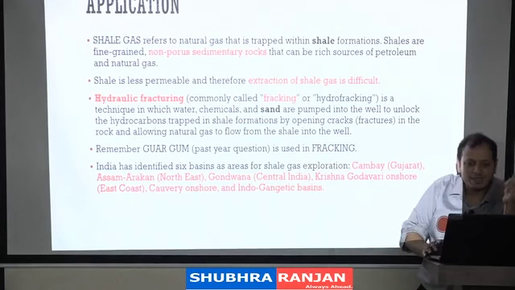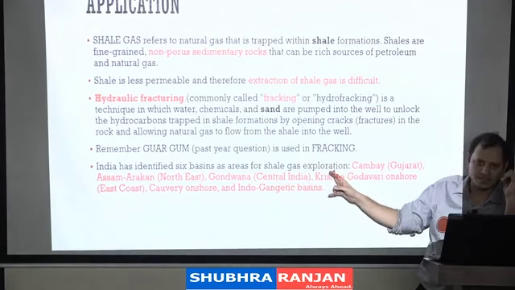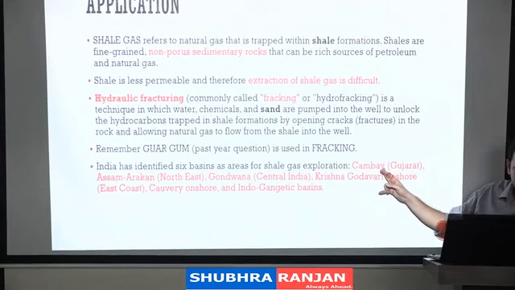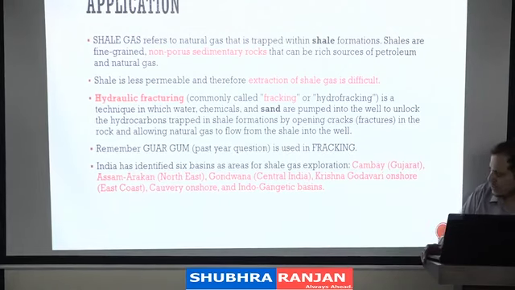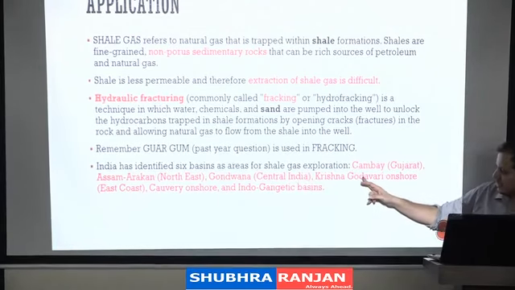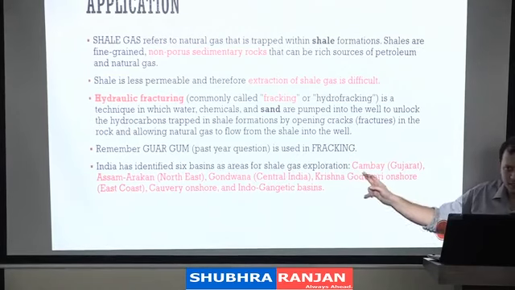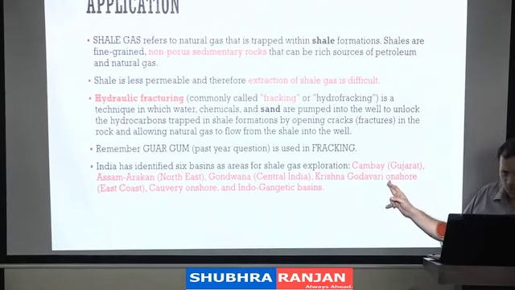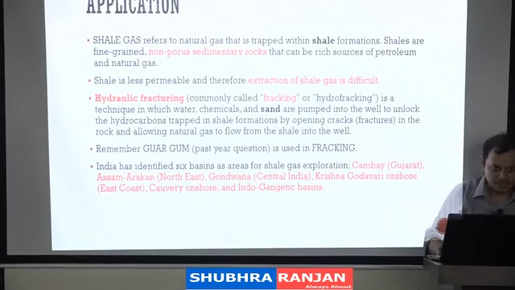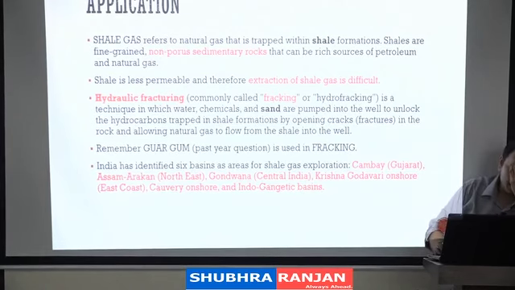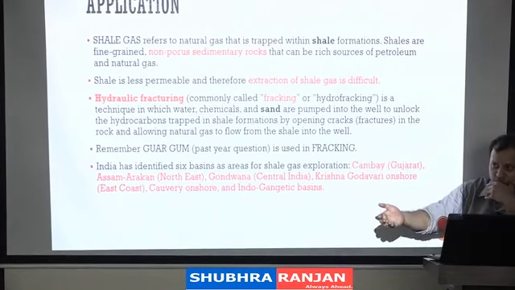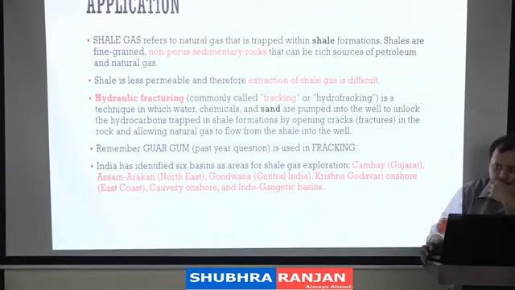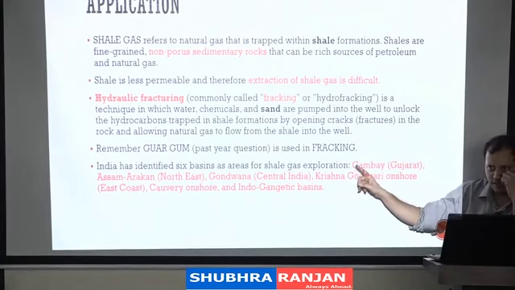Where is shale gas in India? There are 6 regions. Cambay, which region is Cambay? Gujarat. After that, the Assam Arakan region, North East India. Gondwana, Central India. Krishna Godavari, which is most in the news, the KG basin. So Krishna Godavari onshore, Kaveri onshore and Indo Gangetic basin. A past year question has been: in India shale gas is found only in onshore fields, not on the land. True or false? False. It is found on the land as well as on the shore.